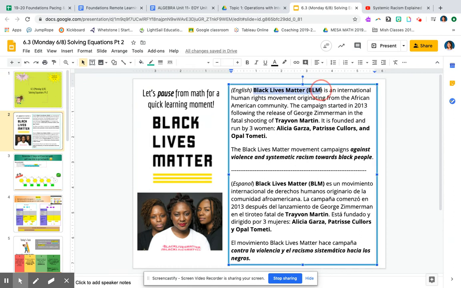Black Lives Matter is an international human rights movement originating from the African American community. The campaign started in 2013, following the release of George Zimmerman in the fatal shooting of Trayvon Martin. It is founded and run by 3 women, Alicia Garza, Patrisse Cullors, and Opal Tometi. The Black Lives Matter movement campaigns against violence and systematic racism towards Black people.